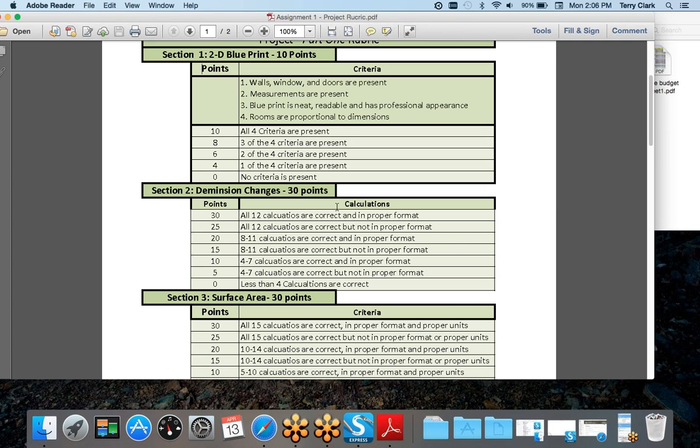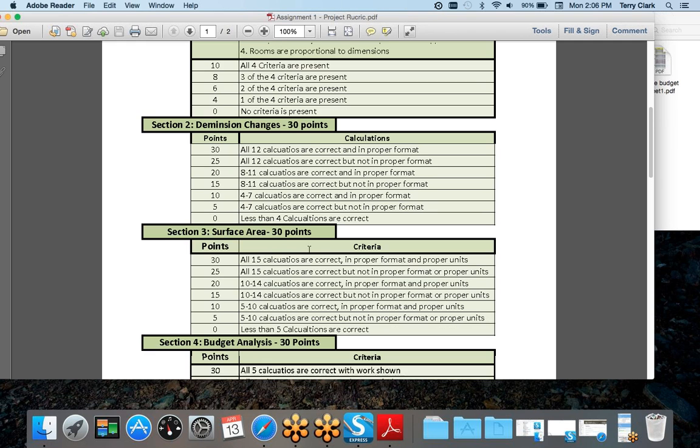If you don't use the worksheet that we provided, and you go out and use your own stuff, that's not going to be the proper format. So you'll be losing points for that. Okay, and so you can see where it talks about 25 points. You got all 12 correct, but not proper format. So you're going to be losing about 5 points for not doing the proper format each time. So make sure you use the worksheets that we're providing.